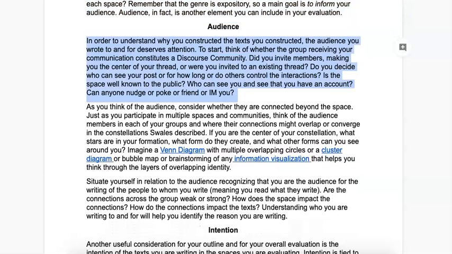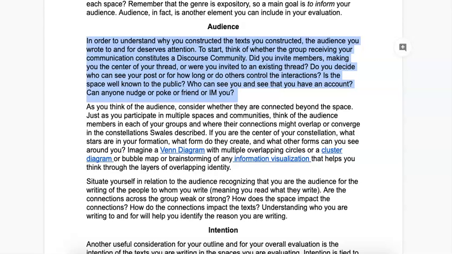Audience. In order to understand why you constructed the text you constructed, the audience you wrote to and for deserves attention. To start, think of whether the group receiving your communication constitutes a discourse community. Did you invite members, making you the center of your thread, or were you invited to an existing thread? Do you decide who can see your post, or for how long, or do others control the interactions? Is the space well known to the public?